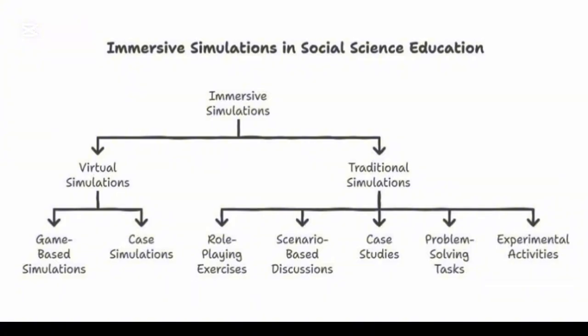So here, figure 1 illustrates the types of immersive simulations identified in social science education through analysis of pedagogical and linguistic literature, where immersive simulations divide into two types, virtual and traditional. Virtual simulations, as you can see, include game-based and case simulations, whereas traditional simulations include role-playing exercises, scenario-based discussions, case studies, problem-solving tasks, and experiential activities.